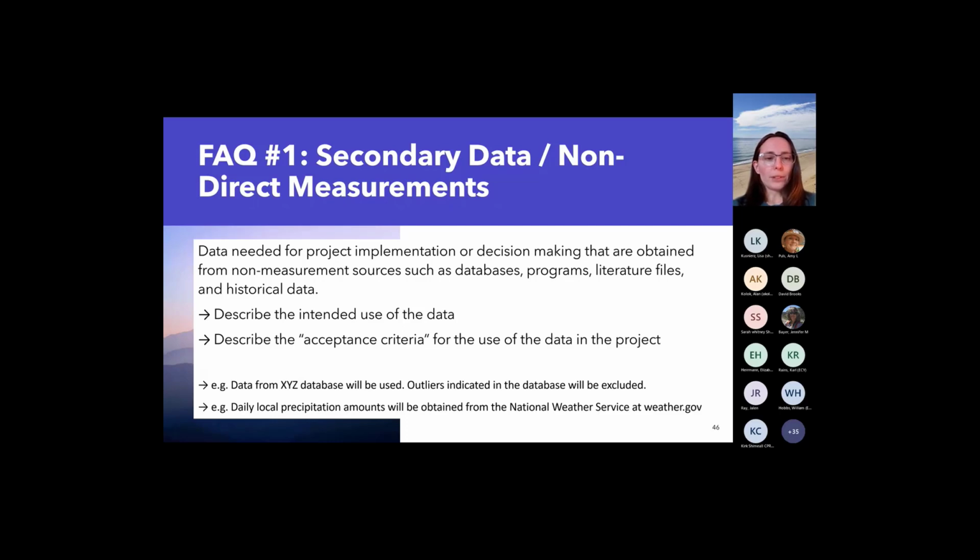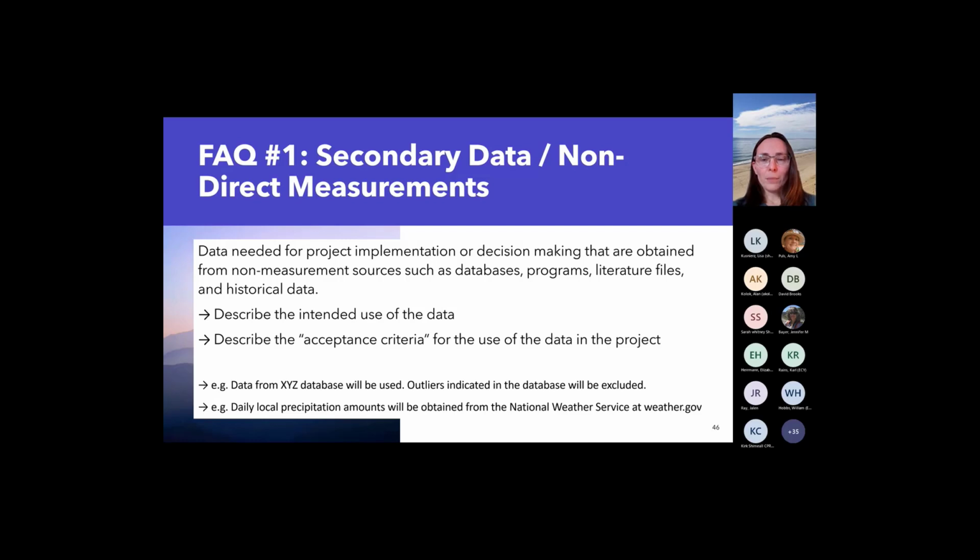I've included some examples. One example: data from XYZ database will be used, and outliers indicated in the database will be excluded. So the level of scrutiny would be that if this reputable source that we're collecting our data from has excluded certain data or called it an outlier, we are also going to exclude that data. Another simple example would be daily local precipitation amounts. If that's needed for your project for some reason, and you are not going to measure the daily local precipitation amounts yourself, you obtain it from, say, the Weather Service. That would be something to just document and mention in the QAPP.